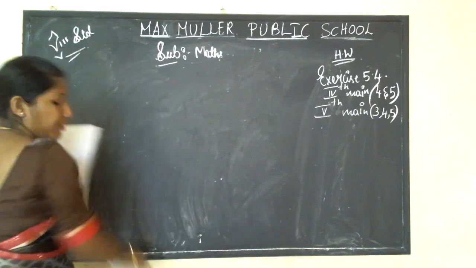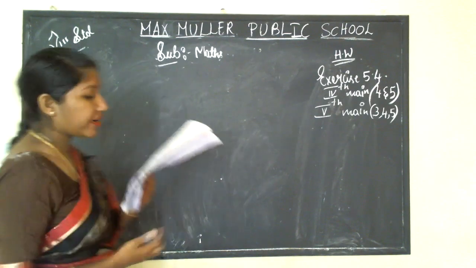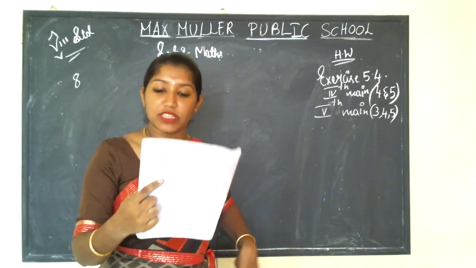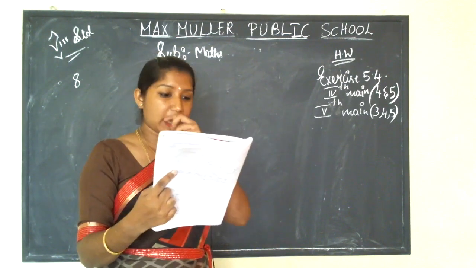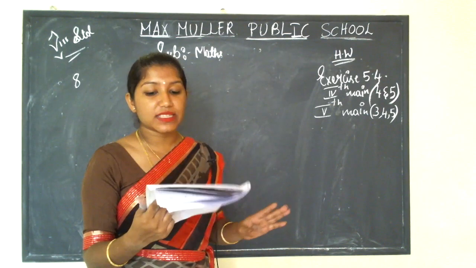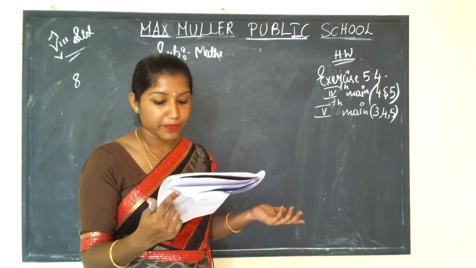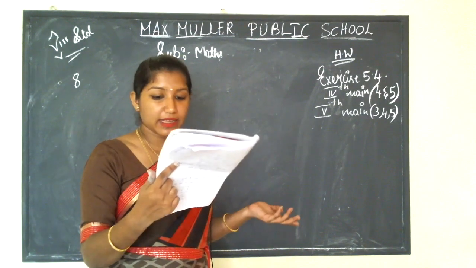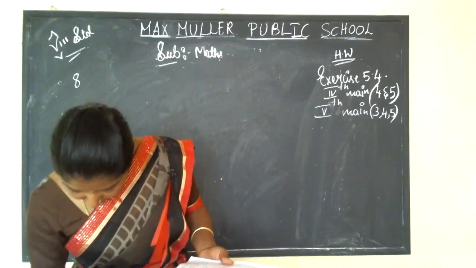Next, coming to the 8th problem. Here they have given a gardener has 1000 plants. How many plants does he have? He has 1000 plants. He wants to plant these in such a way that the number of rows and the number of columns remain the same. I've already explained this, I think. Let me check.